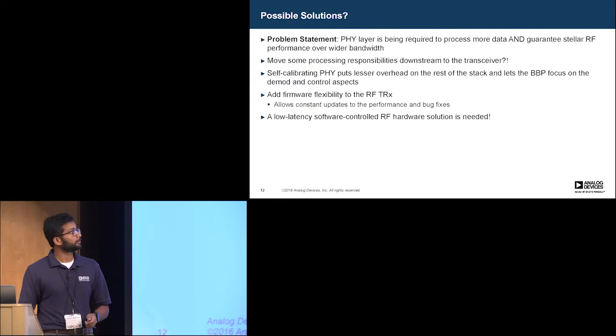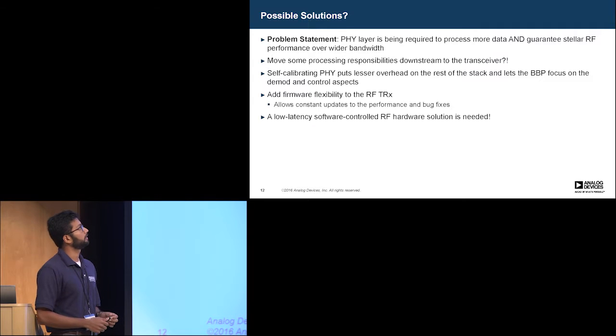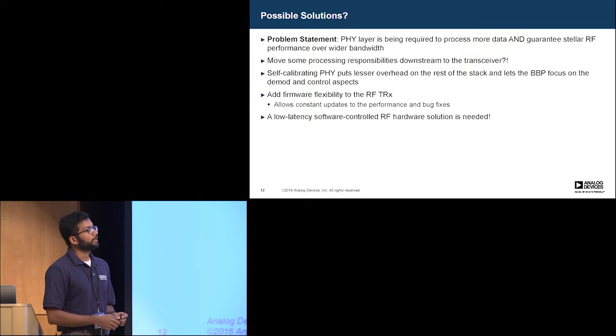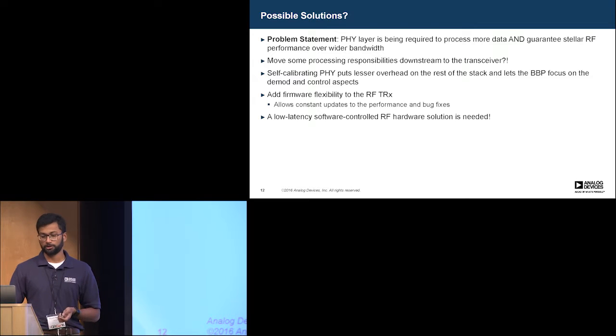So self-calibrating PHY is not new. We have had digitally assisted analog for some time now. But where you do it, how you do it, and the kind of radio architectures that you could use to increase the benefits that you get from self-calibration is what we will discuss next.